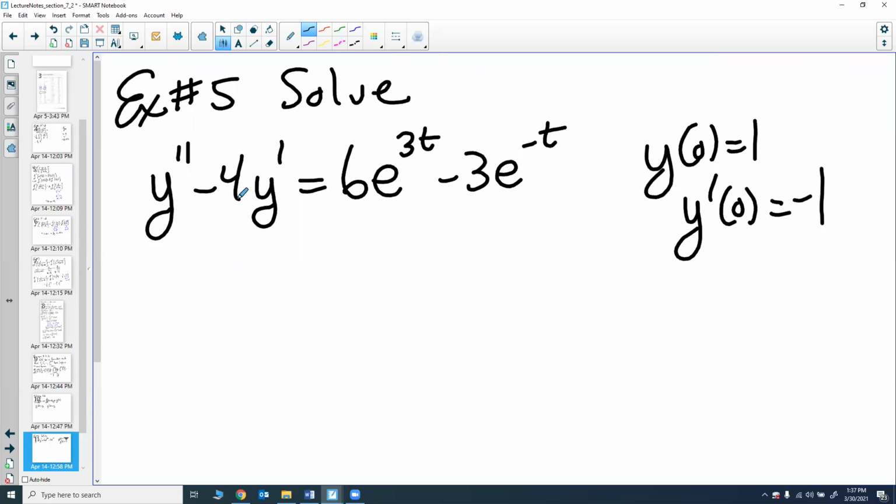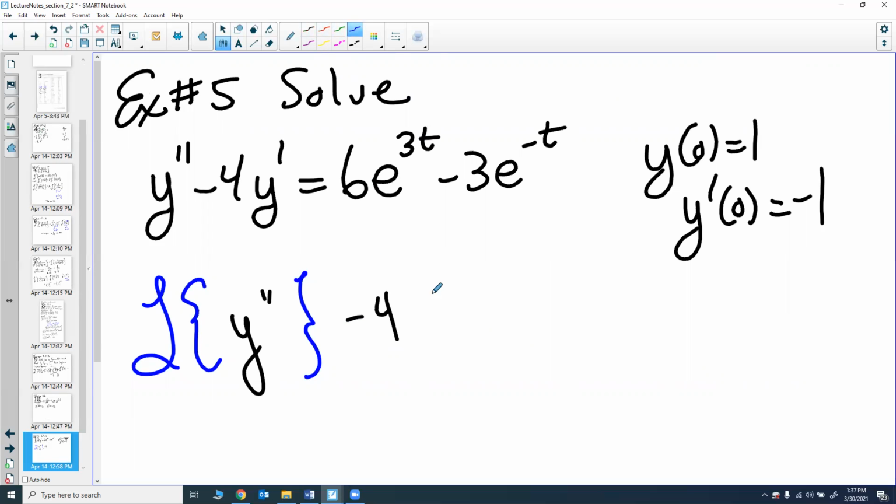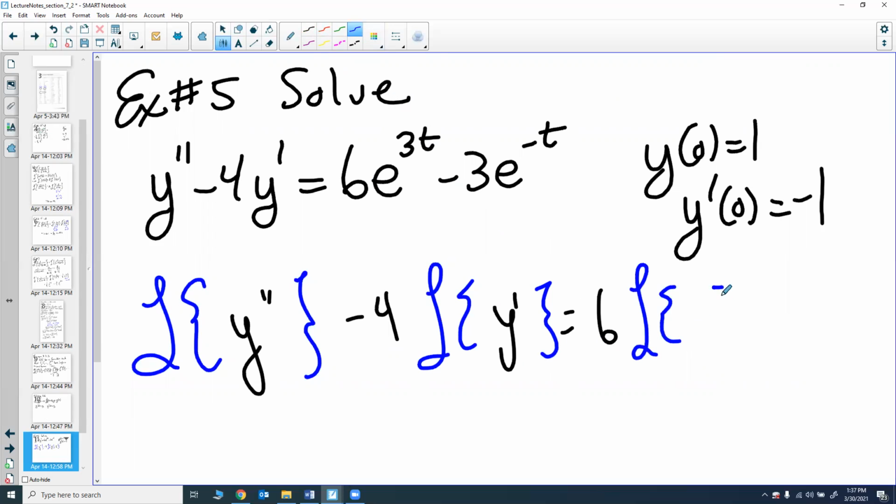So we've got y double prime minus 4y prime plus 4y equals 6 e to the 3t minus 3 e to the negative t. y of 0 is 1, and y prime of 0 is negative 1. So as I said, the first thing to do is take the Laplace transform of both sides of the equation. So the Laplace transform of y double prime minus 4 times the Laplace transform of y prime equals 6 times the Laplace transform of e to the 3t minus 3 times the Laplace transform of e to the minus t.